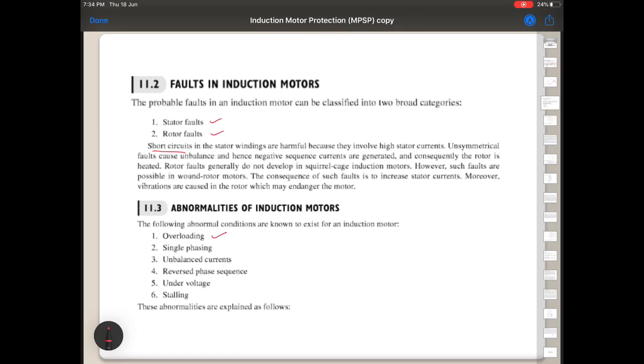First is overloading. What will happen to the motor if it is overloaded, that is, more than its rated load? If you load it, what will happen? Then single phasing, then unbalanced current, reversed phase sequence, under voltage, and stalling. So we'll see these one by one. Now first we'll see overloading.